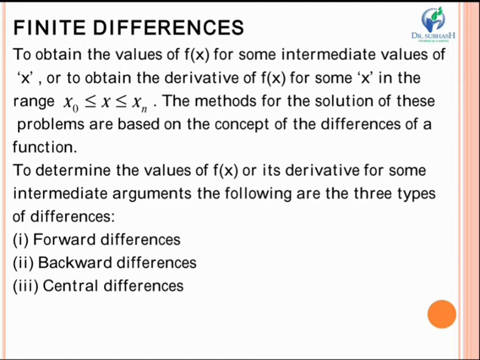Now let us see what is finite differences. To obtain the values of f(x) for some intermediate value of x, or to obtain the derivative of f(x) for some x in the range x0 < x < xn, the methods for the solutions of these problems are based on the differences of the function. Now to determine the value of f(x) or its derivative for some intermediate arguments, the following are three types. Just as we have discussed, forward, backward and central differences.